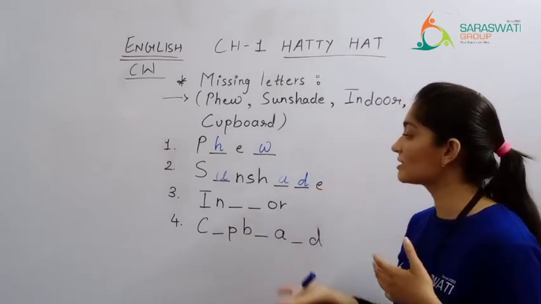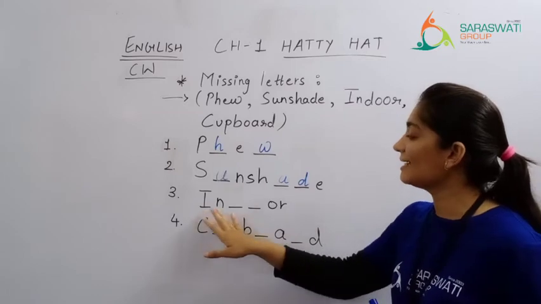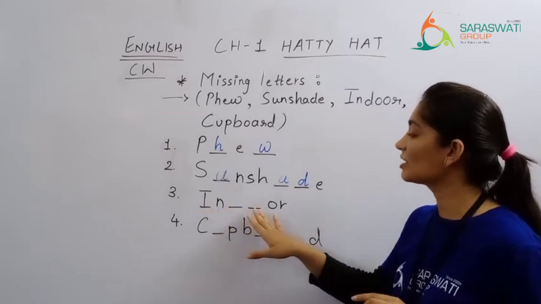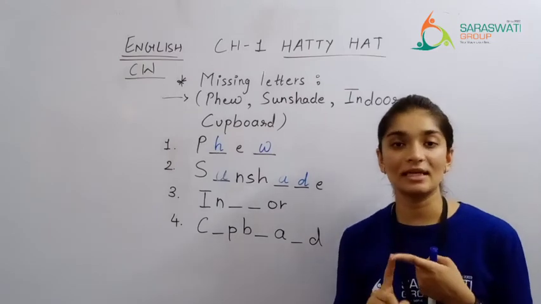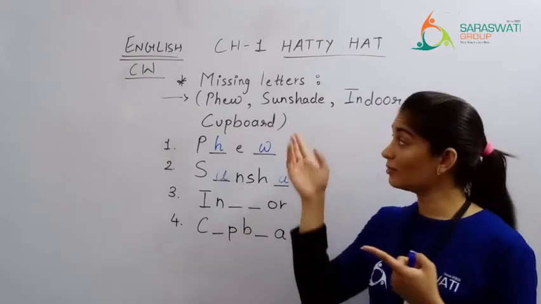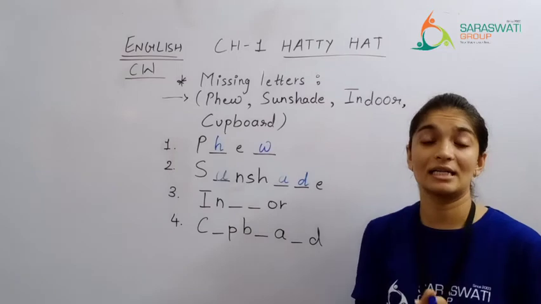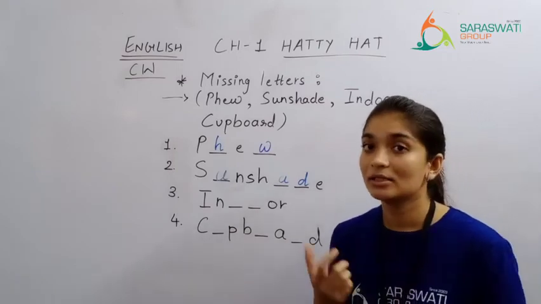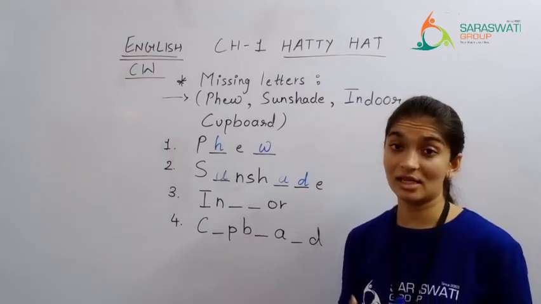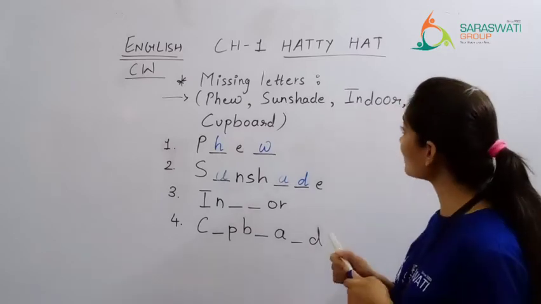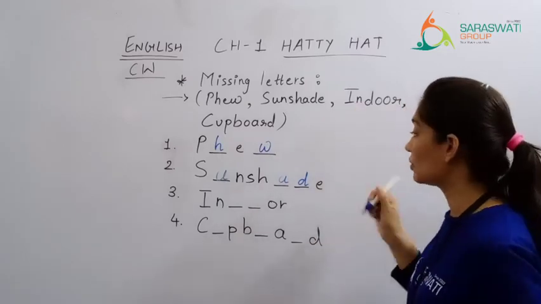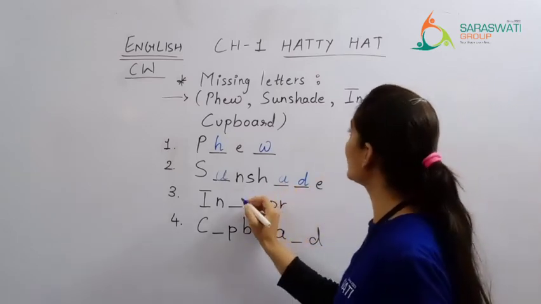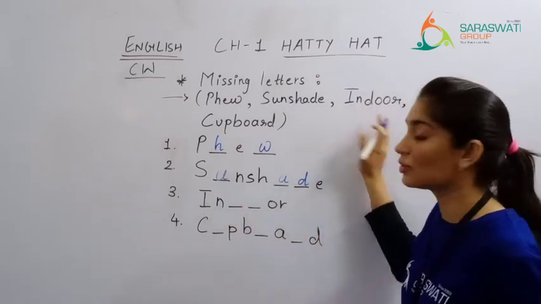Now let's move to the next one, which is I N dash dash O and R. Again I'm repeating. First thing, you are supposed to look from the brackets which word is starting from the letter I. Here we have only one word which is starting from I, right? So it is obvious that the word is indoor.